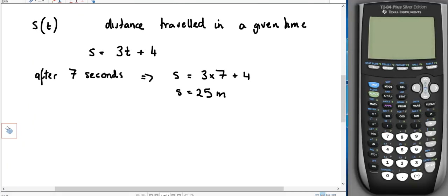Now, what we need to consider is what would ds/dt mean? We would also say it is s dash of t. S is distance.